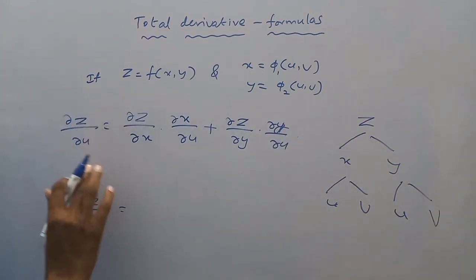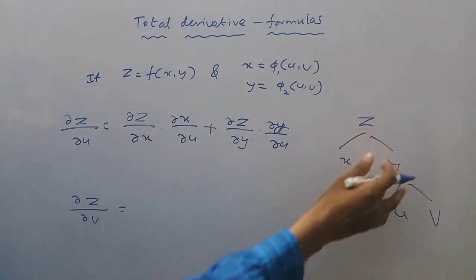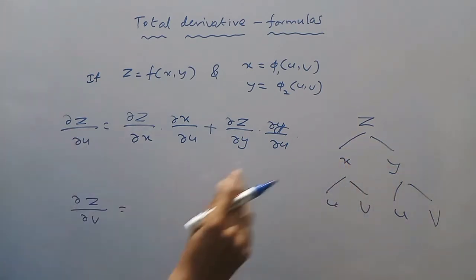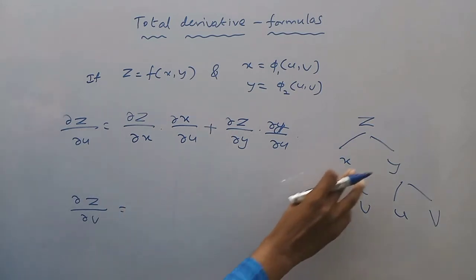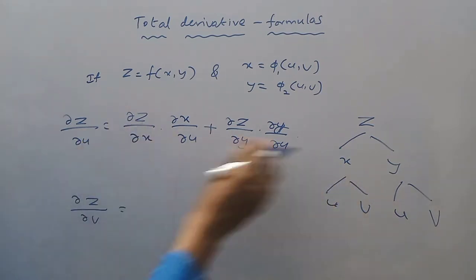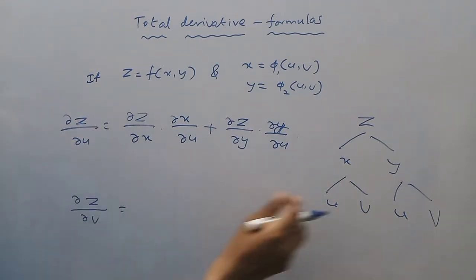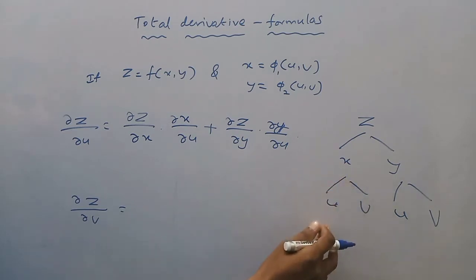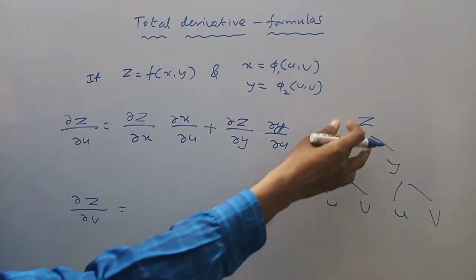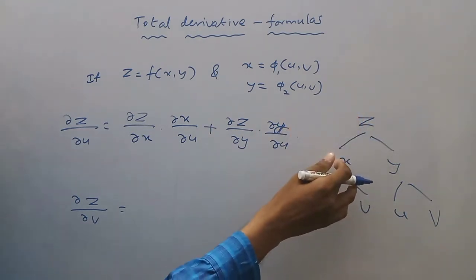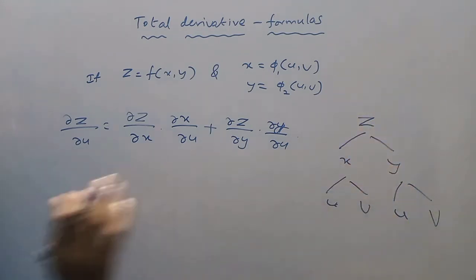Once again, dou z by dou u we have to find. So z is a function of x and y, multivariable, so the partial differentiation notation is dou. Again x and y are functions of two variables, so the notation is dou. So dou z by dou u with respect to u. To reach u, we have two possibilities. One is through x, another one through y. So first through x: dou z by dou x into dou x by dou u, plus dou z by dou y into dou y by dou u.